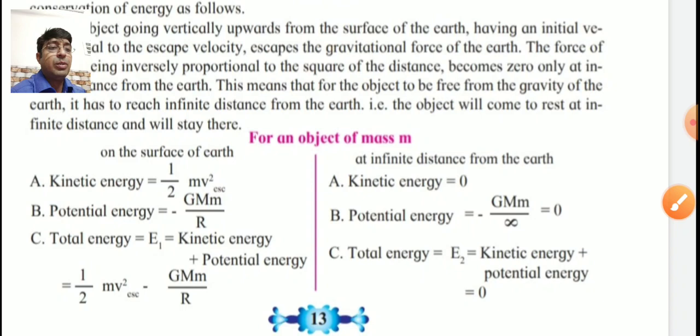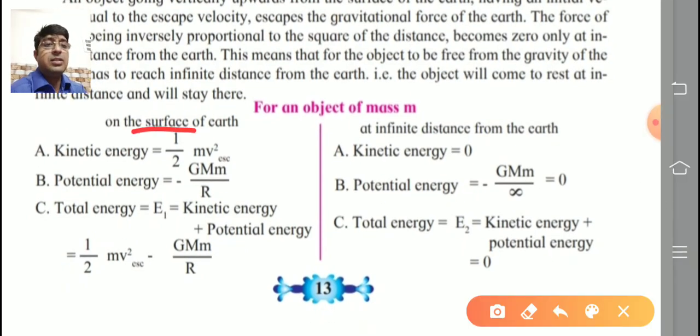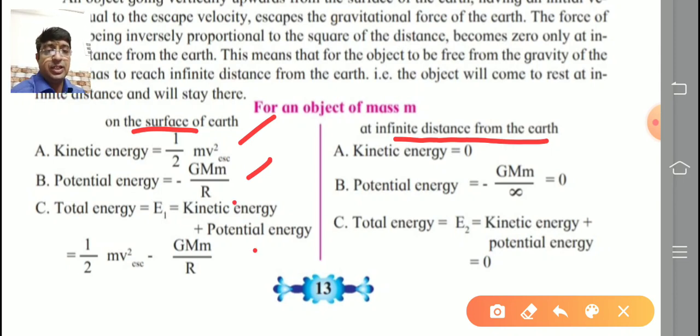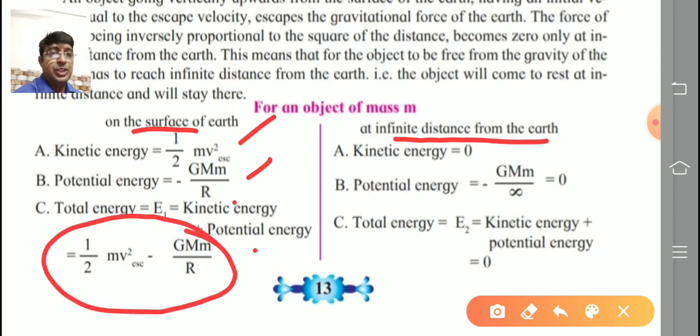For an object of mass m on the earth's surface and at infinite distance from the earth, kinetic energy is half mv square, potential energy is minus GMm upon r. Total energy means kinetic plus potential energy. So we are making the addition of these two energies.